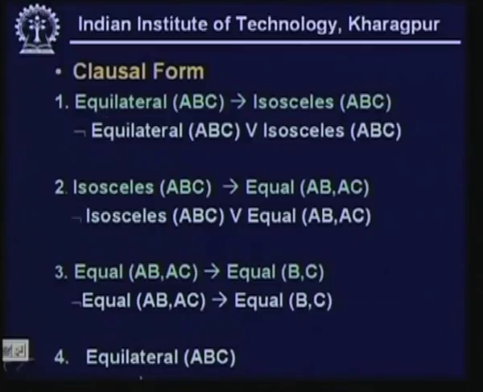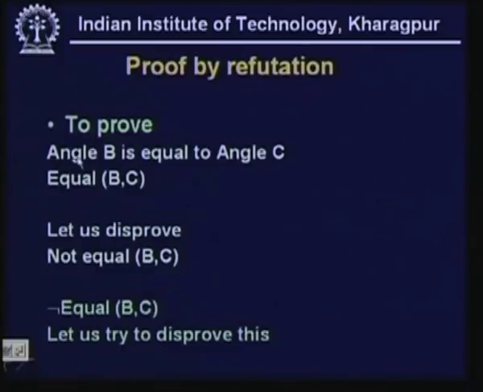So, I have got 4 clauses that were given, but I had another thing to prove. Angle B is equal to angle C. So, that when represented in a proposition is equal BC, and so equal BC is a proposition and is in the clausal form itself. So, I need not convert it to clausal form any further.